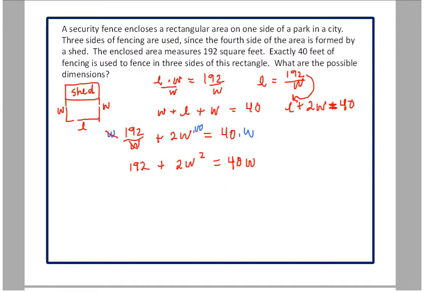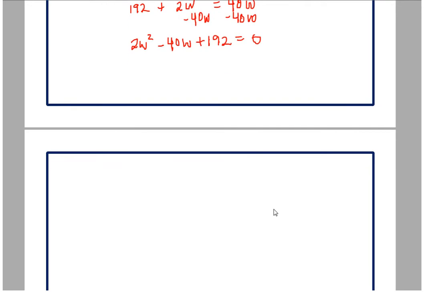Now we have a quadratic because we have the W squared. So to solve it, we have to get everything to one side and set it equal to 0. So I'm going to subtract the 40W to the left side. And I'm going to put the quadratic in order. So I'm going to start with the 2W squared. And I can't combine it with the minus 40W, so I'm just going to write it. And then add the 192. And that's the left side. And on the right side, 40W minus 40W is just 0. So once we have that, we can actually use the quadratic formula to solve it for W.